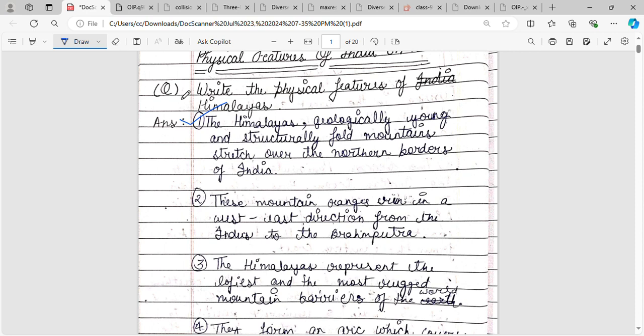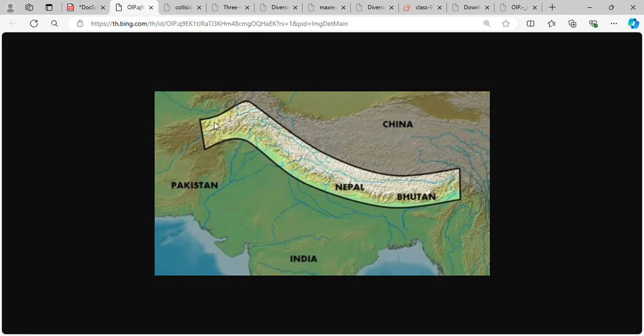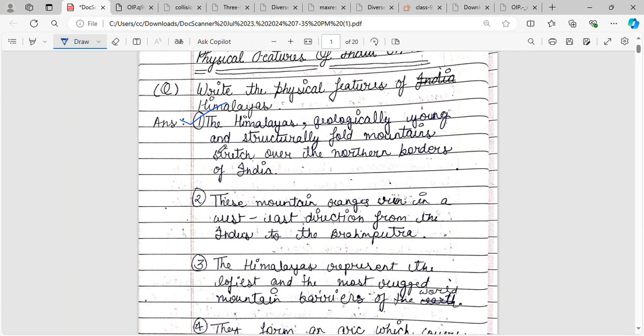The Himalayas, geologically young and structurally fold mountains, stretch over the northern borders of India. Here you can see the map of India, in which you can see how the Himalayas extend from west to east. Here it's written that the Himalayas are geologically young. Geologically young means they are only 40 to 50 million years old. Now you will say that they are too old. Why do we say they are young?